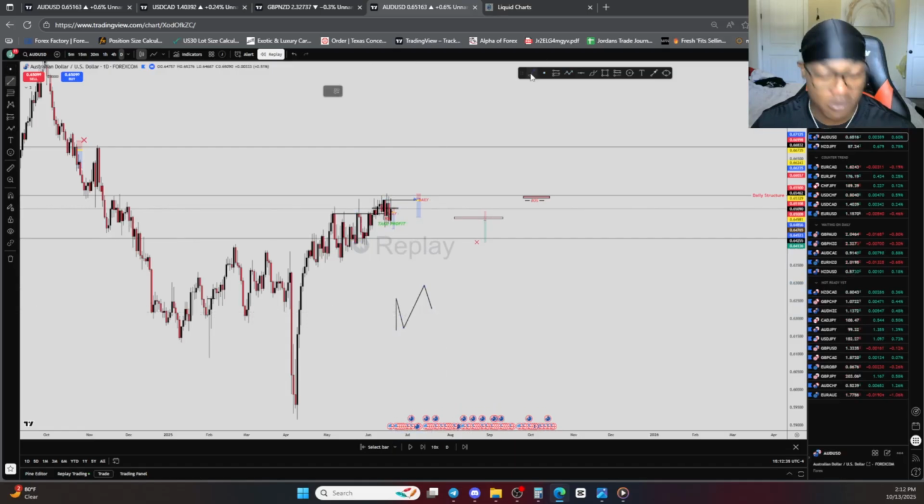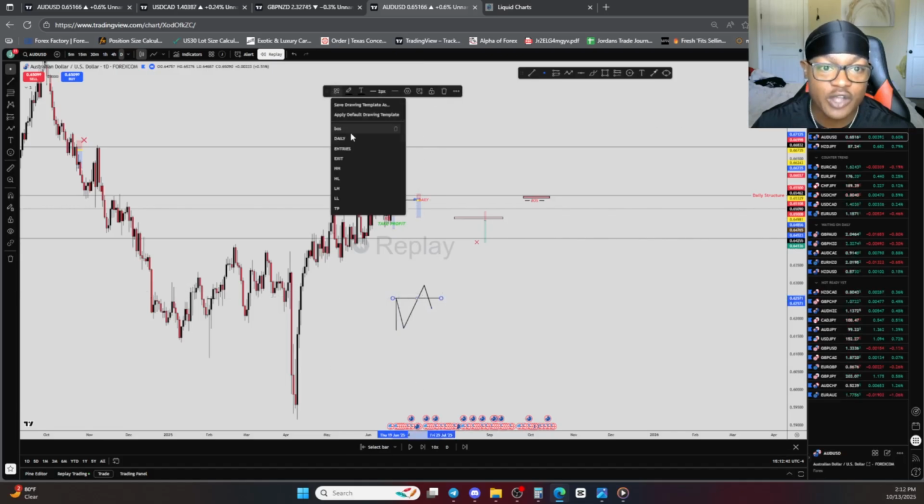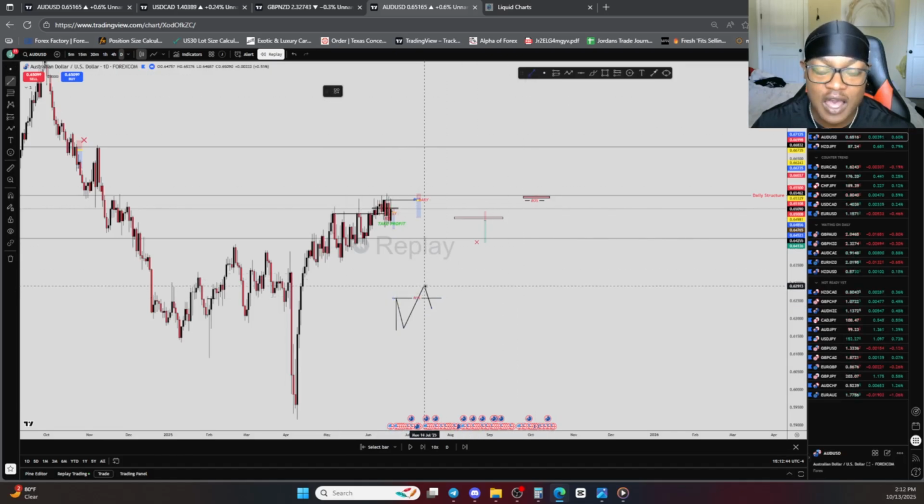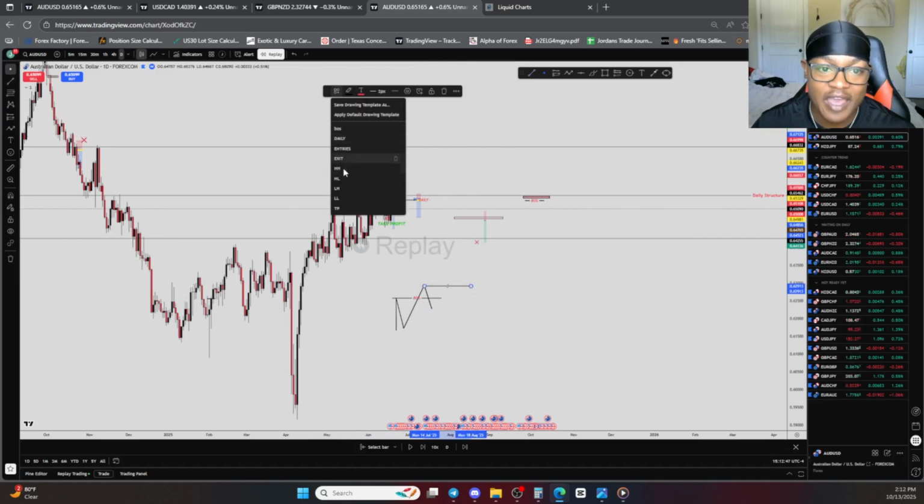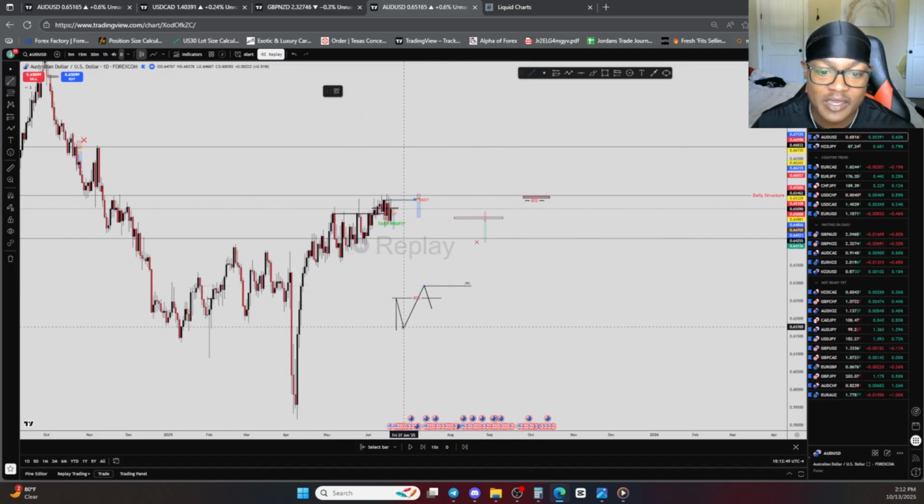If I drag this down here, you can see we have the recent breaker structure happen around, let's drag this out a little bit more. Recent breaker structure happen around here. We then have our higher high being here, and we have our higher low being here.